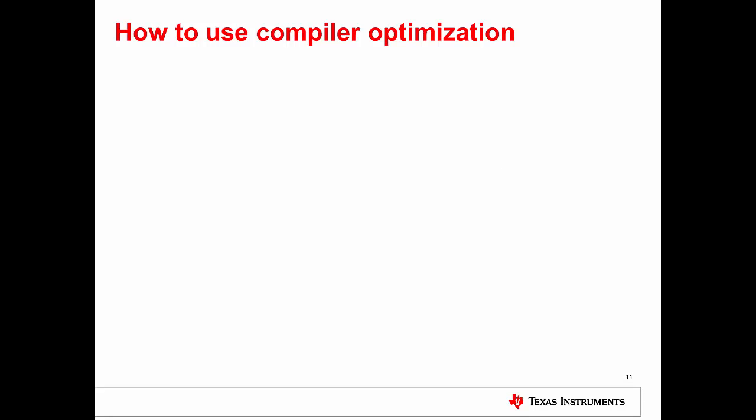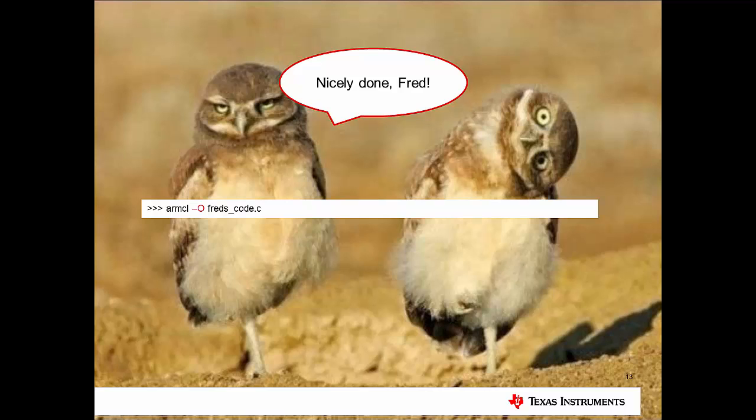Okay, so how do we use it? On every TI compiler, it's simple, minus capital O. So Fred's compile command could have been made so much better with 2 characters, and that really will work. And if that's all Fred does, he'll probably get a better executable, look smarter, be more popular, etc.